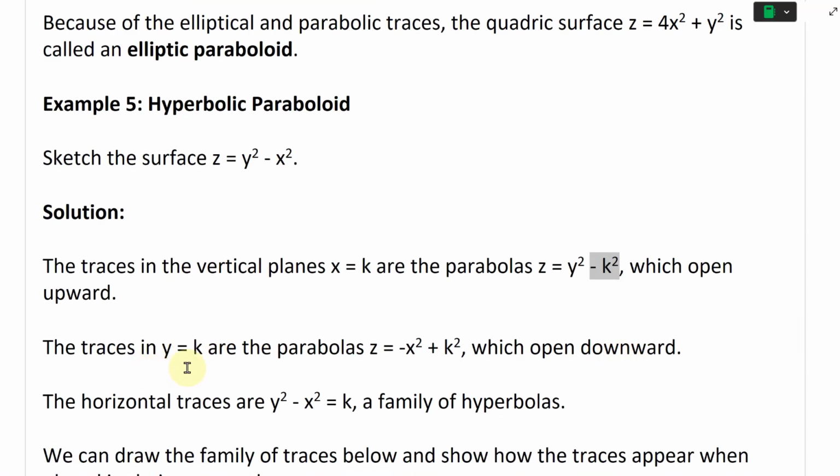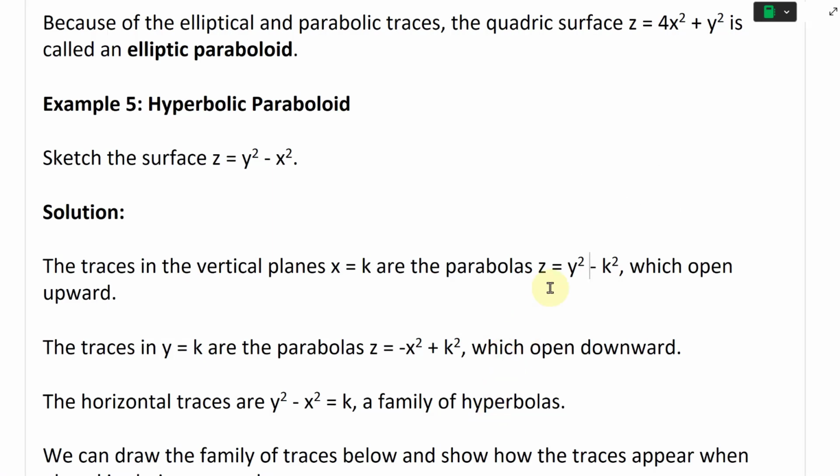So the traces in y equals k are the parabolas z equals, so when you have y equals k, plug that in, so put the negative x in front. So we'll have z equals negative x squared plus y squared, which open downwards because of this negative there. So when x is positive, then z is going to turn negative, going downwards. And this one shifts up, and it's going to go down. So it's going to be shifted up and going down if this is the origin there, etc.